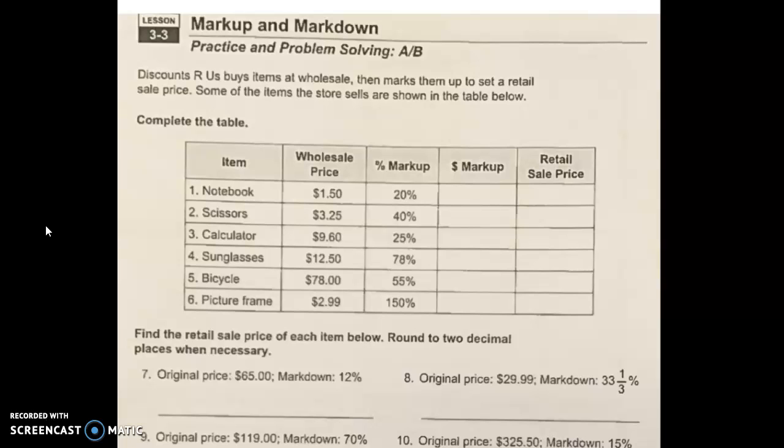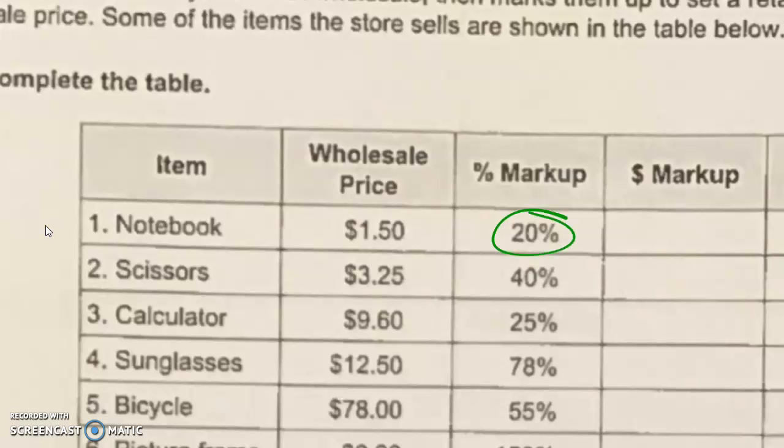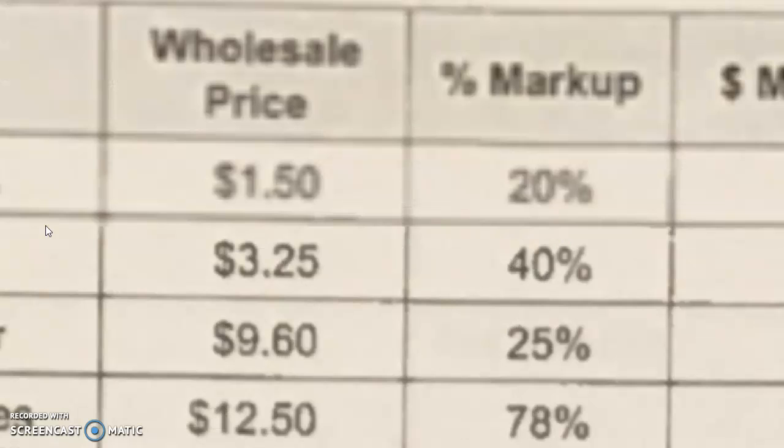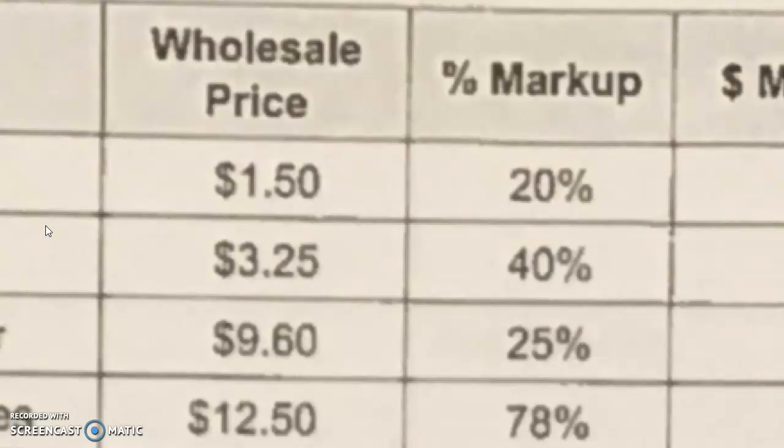Okay, if we even just look at number one, the price is $1.50. They're going to mark it up 20%. We need to find out how much that markup is first. Okay, so that's just percent of a number, right? Where you are finding 20% of $1.50. So I'm not going to do any of these for you. I'm just going to tell you how to do this one, maybe the next one. So we are finding 20% of $1.50.